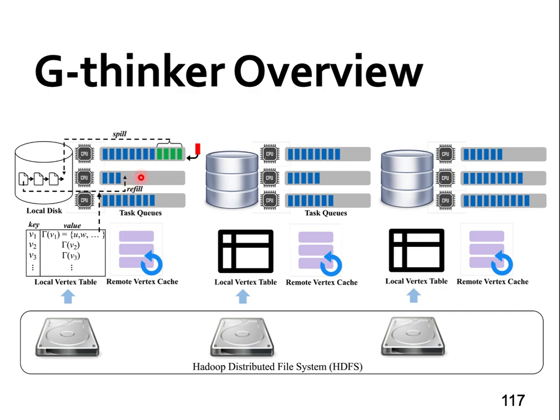Each computing thread maintains a local task queue to keep it busy. This is the key to our scalability to CPU cores. When a task queue is about to be empty, new tasks will be refilled to this queue. Whereas if more tasks need to be added to a full task queue, the last batch of tasks in this queue will be spilled to disk and be refilled by other computing threads later. This allows memory consumed by tasks to be bounded.